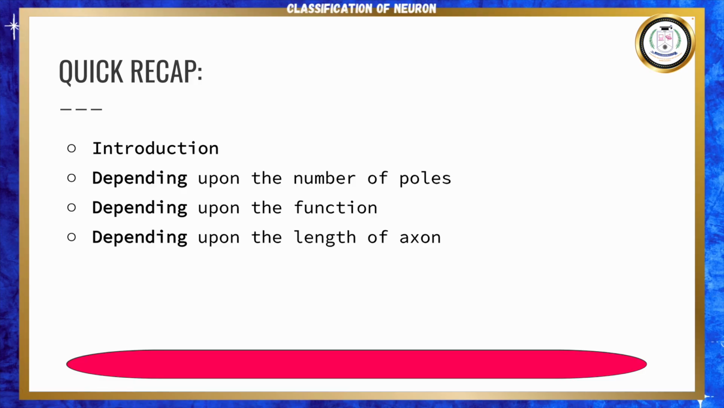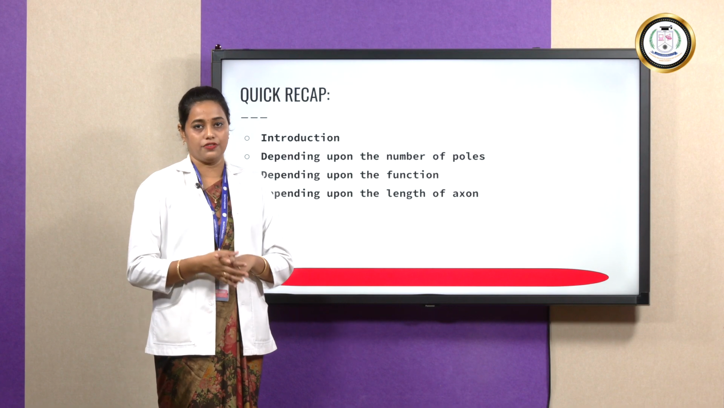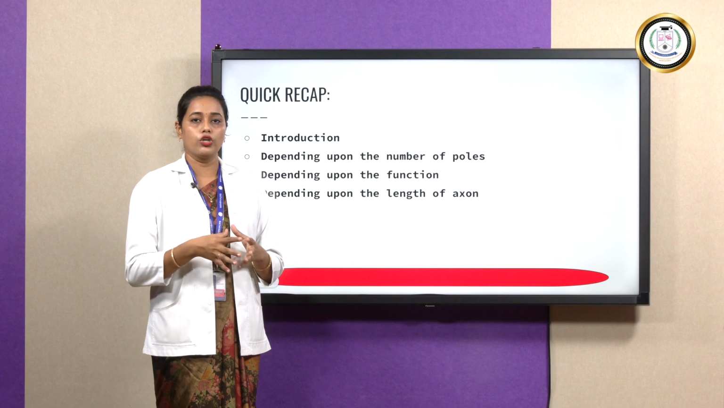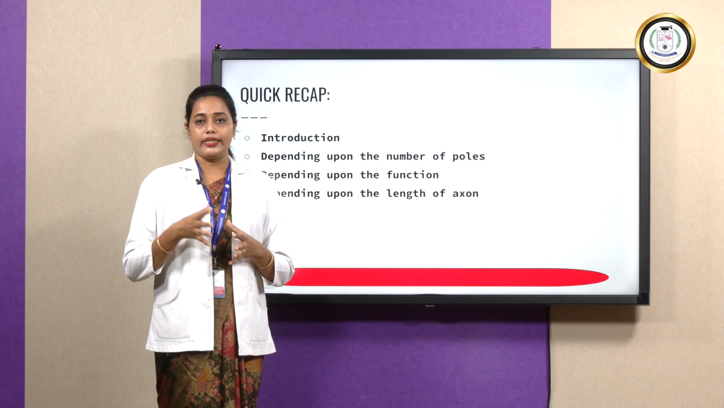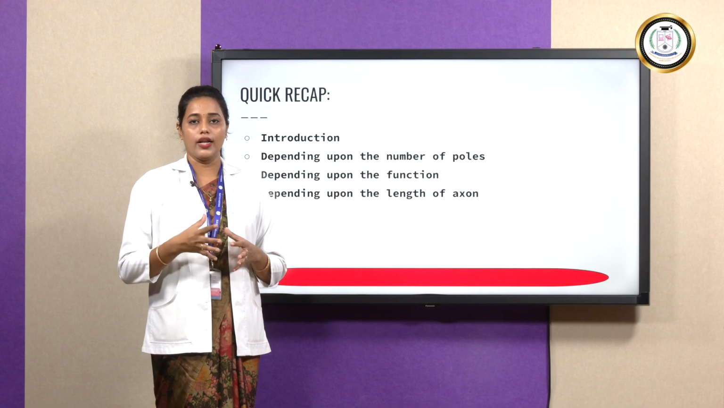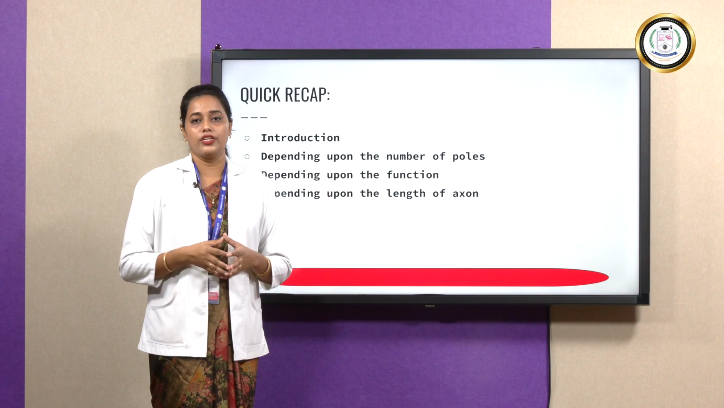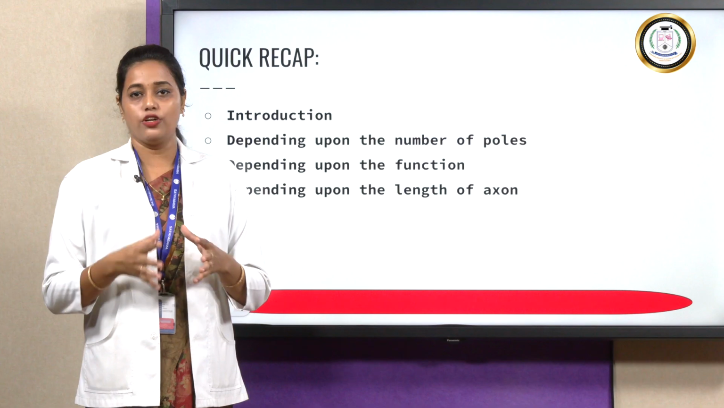The next category is depending upon the function. Based on the functions, the neurons were further classified into two major divisions: motor and sensory neurons. The next one is depending upon the length of the axon. Depending upon the length of the axon, it was further classified into two types: Golgi type 1 neuron and Golgi type 2 neuron. With this, we have come to the end of this video.